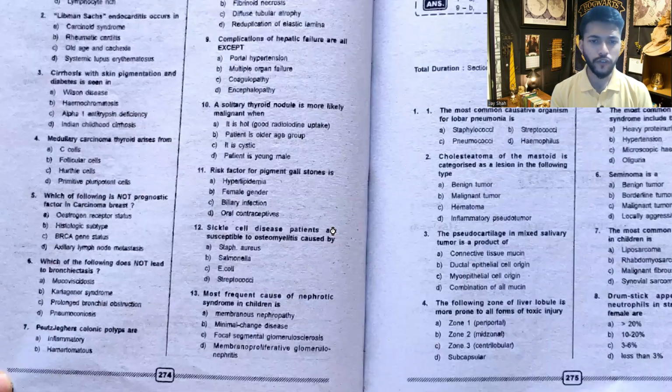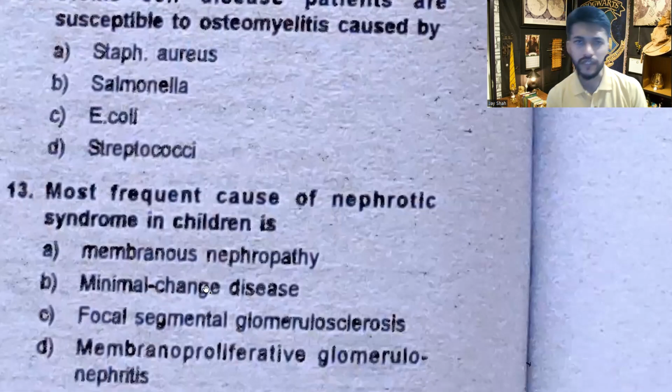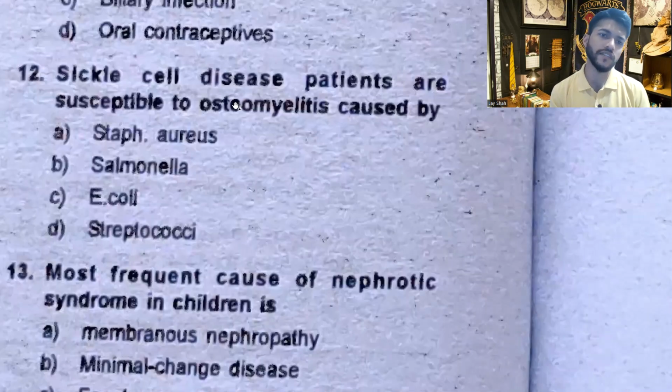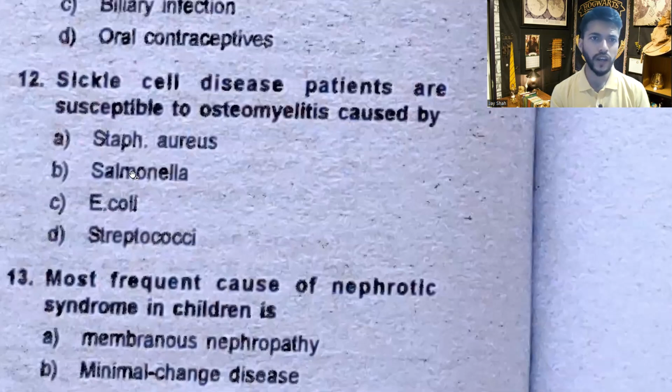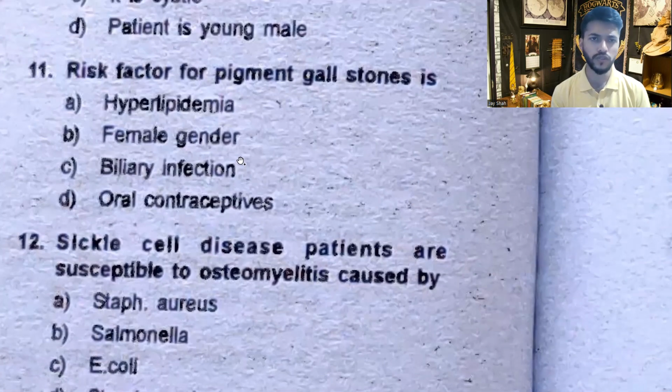Most frequent cause of nephrotic syndrome in children has to be MCD, also known as lipoid nephrosis. Sickle cell disease, which osteomyelitis? Salmonella osteomyelitis. Risk factor for pigment gallstone is hyperlipidemia, yes. Gender, yes. Oral contraceptives, yes. Biliary infection, I'm not pretty sure. From what I remember, biliary infection is not a risk factor for pigment gallstones.